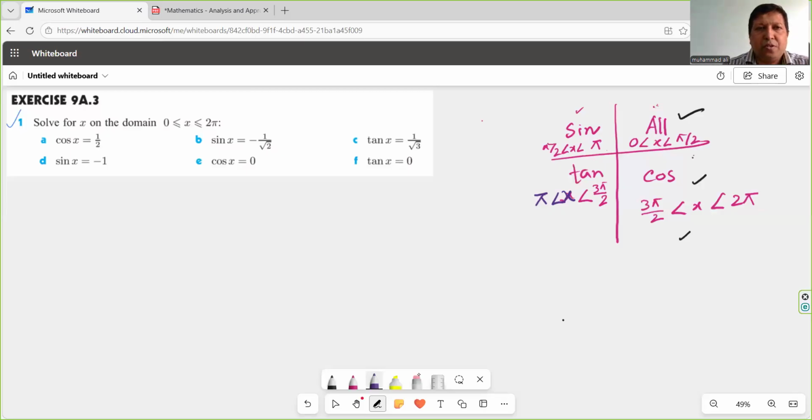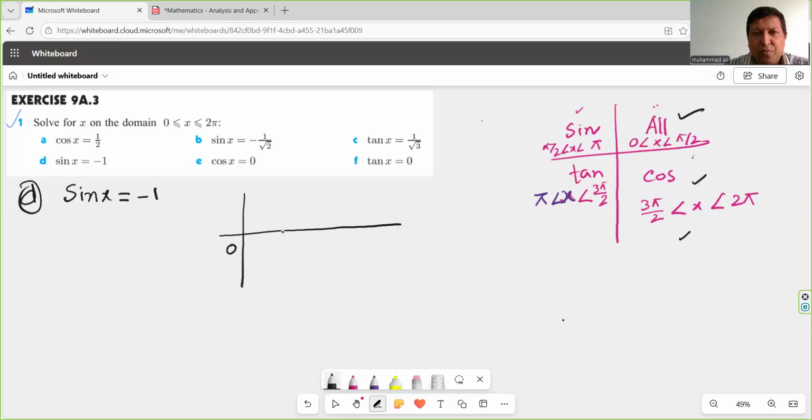Question number D: sin x equals minus 1, or sin x equals plus 1, or sin x equals 0, cos x equals 0. So this type of equation, if we want to solve it, we have to depend upon the sine graph.